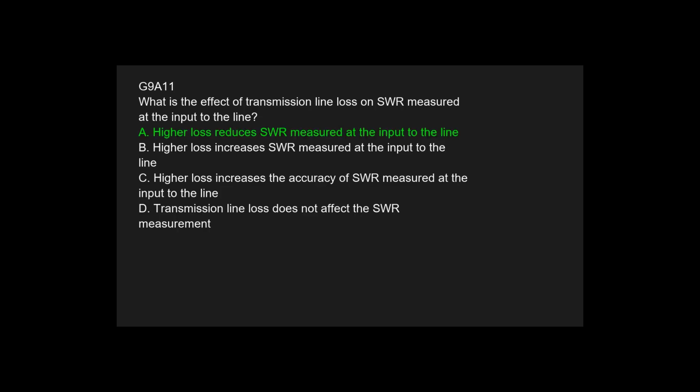Question. What is the effect of transmission line loss on SWR measured at the input to the line? The correct answer is A. Higher loss reduces SWR measured at the input to the line. Section G9B. Basic dipole and monopole antennas.